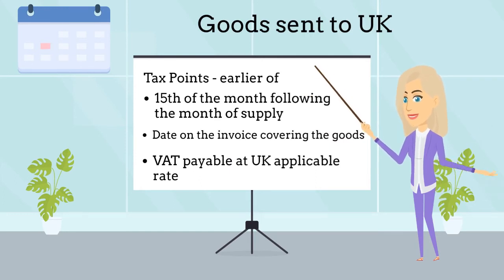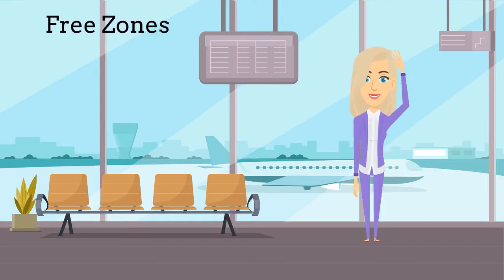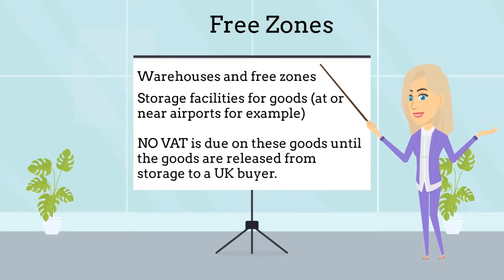We also need to consider what we call free zones and warehousing. Now, free zones and warehousing are storage facilities for goods which are usually near a port or near an airport, and they can be used to store goods received from overseas. Now, no VAT is due on these goods until the goods are released from storage to the UK buyer. Now, remember that because the goods received are from the EU, they are not imports but acquisitions, and so they're not subject to the import requirements which are due on non-EU goods.